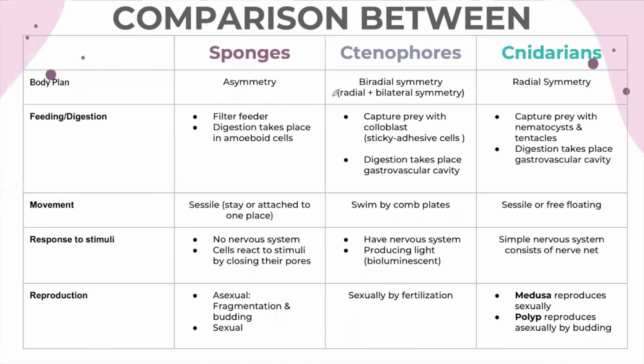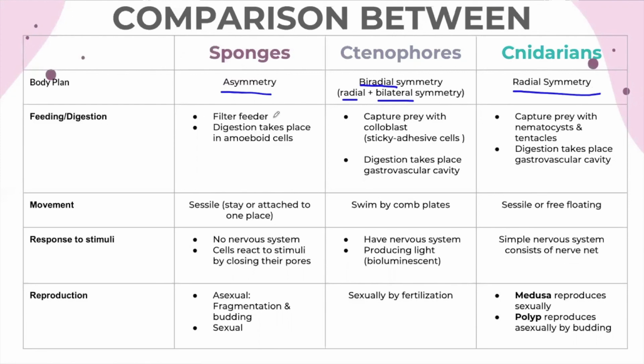Next, I will conclude with the comparison between the sponges, ctenophores, and cnidarians. Body plans for sponges are asymmetry. Body plans for ctenophores are biradial symmetry. So what is biradial symmetry? Biradial symmetry is a radial plus bilateral symmetry. It is a combination of two symmetries. For cnidarians, it is radial symmetry.